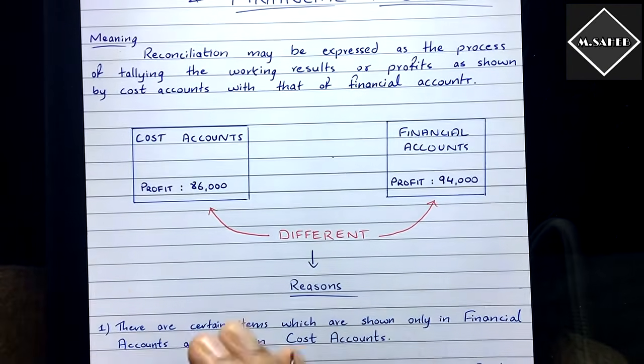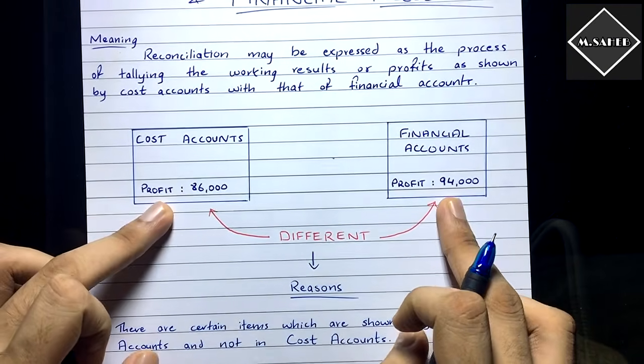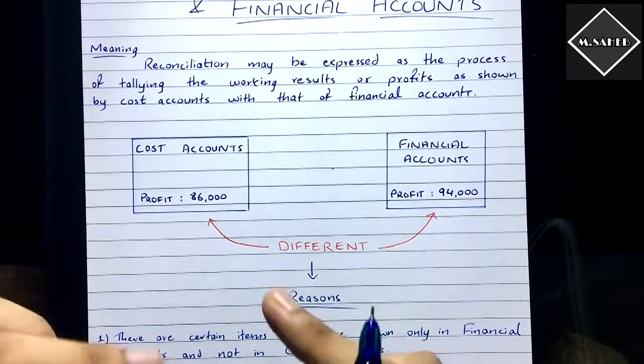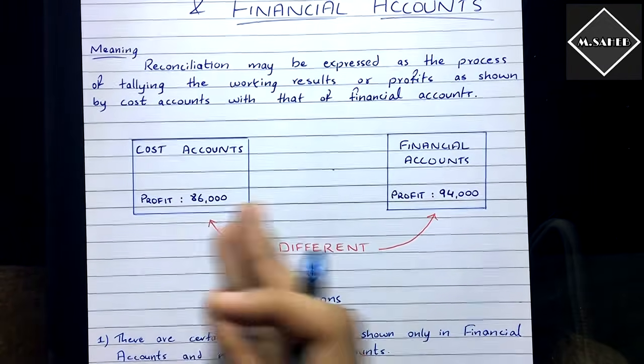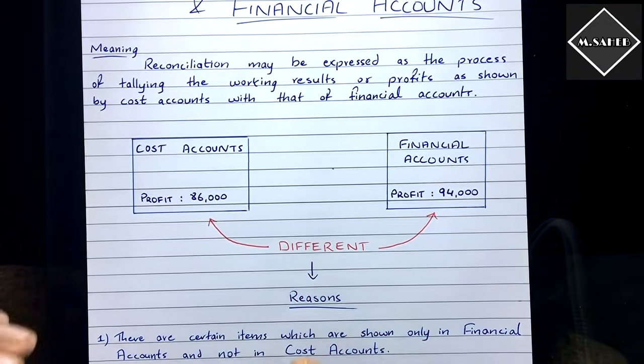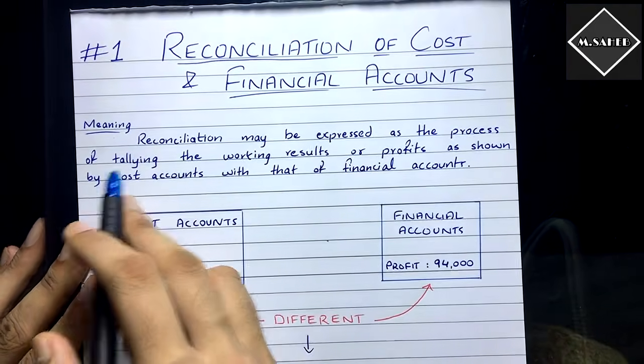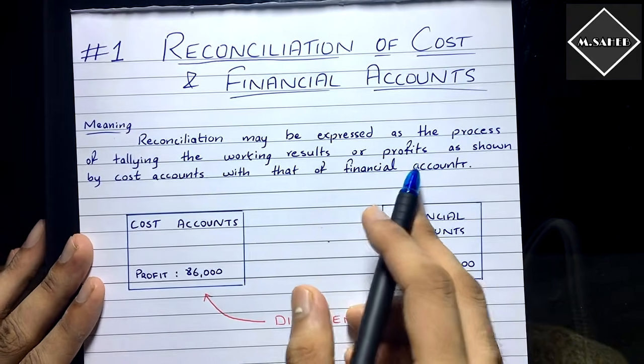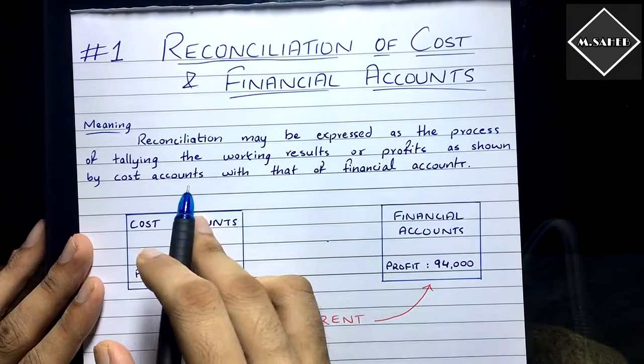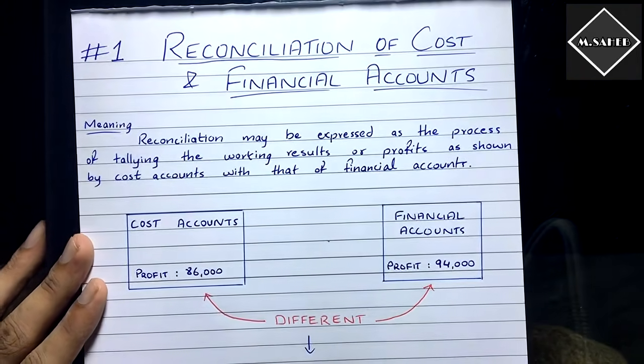So because of this difference in profit, we have to reconcile these two books, okay, cost accounts and financial accounts. Now what is this reconciliation? See here, reconciliation may be expressed as the process of tallying the working results or profits as shown by cost accounts with that of financial accounts.